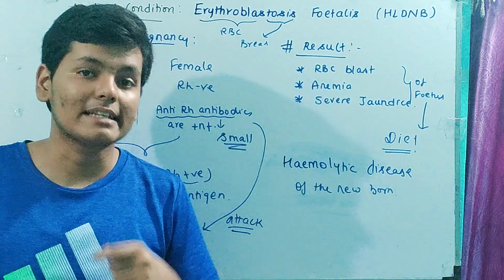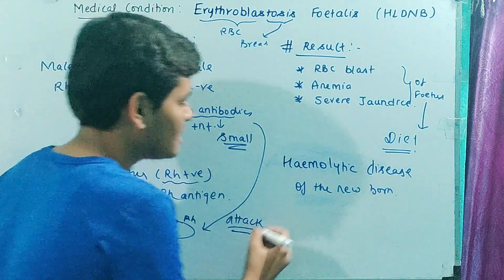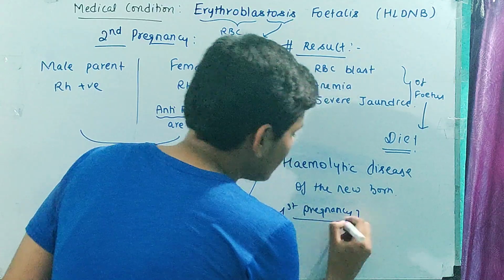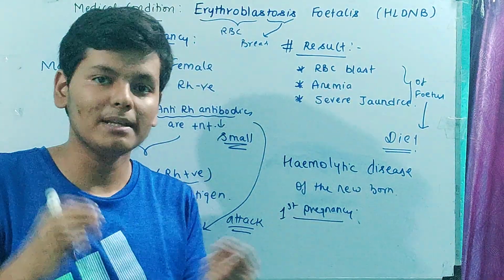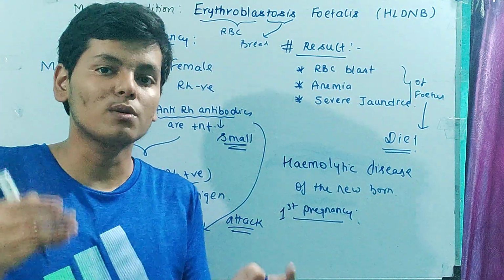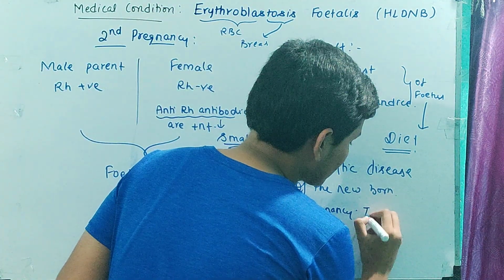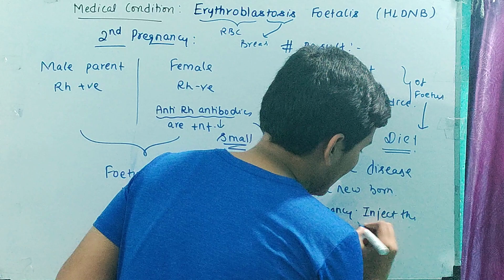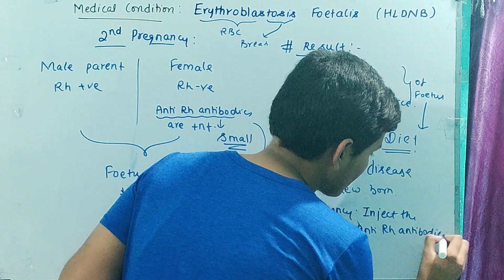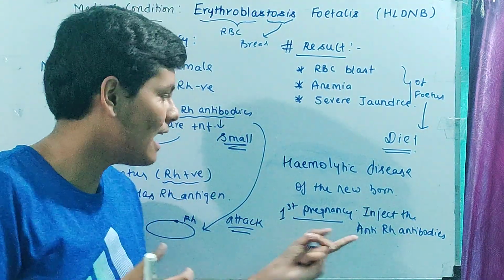Now, there is a question: is there any way to prevent this or not? So yes, there is one method of prevention. The method of prevention is that after the delivery of the first baby, there is a mixture of the Rh positive blood of the fetus and Rh negative blood of the mother. So before the mother produces the anti-Rh antibodies, the doctor has to immediately inject the anti-Rh antibodies.